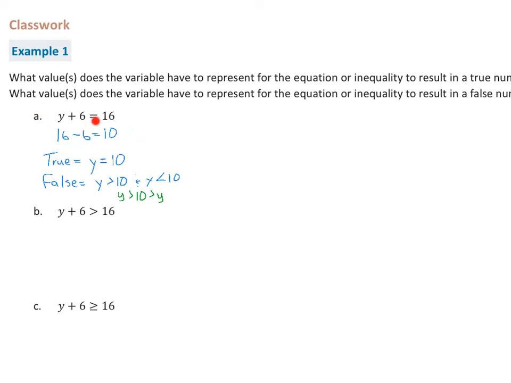So when we have a problem like this, it's pretty direct. Something plus 6 is 16. There's only one answer that's going to make it true. Only one thing plus 6 will equal 16, and that is 10. And so my true statement is that y equals 10. That means anything else other than 10 will be false. So it's false if y is greater than 10, and it's false if y is less than 10.